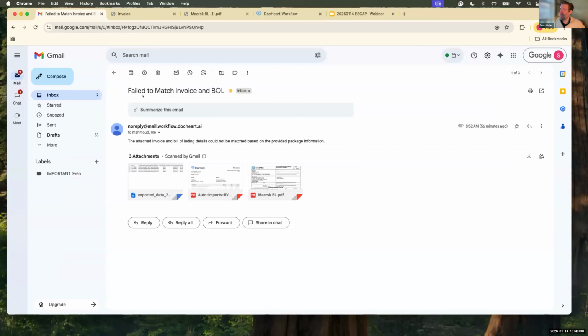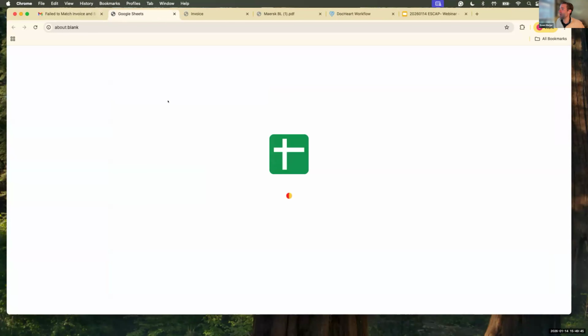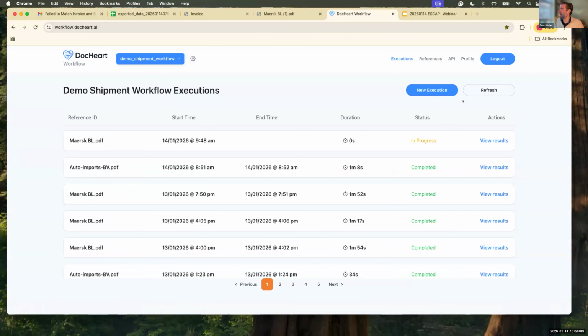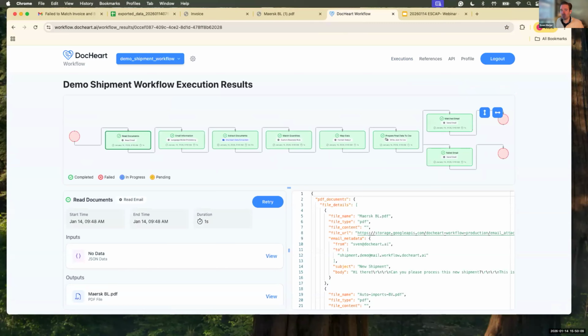So this is an email that's sent back, and it says it failed to match. That means the quantity numbers were not correct. And here you see the exported data of the documents, and I can open this in CSV. There you can see that it extracted all the data from the PDF documents. This is normally done in a couple of seconds or maybe a minute max. So this is how it works in real life. And now it is completed. You can make any kind of custom workflow that you want and add a lot of AI into that.